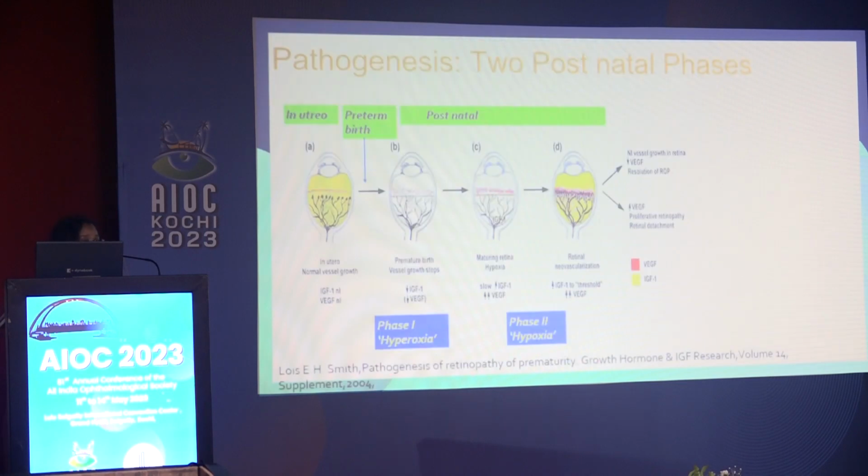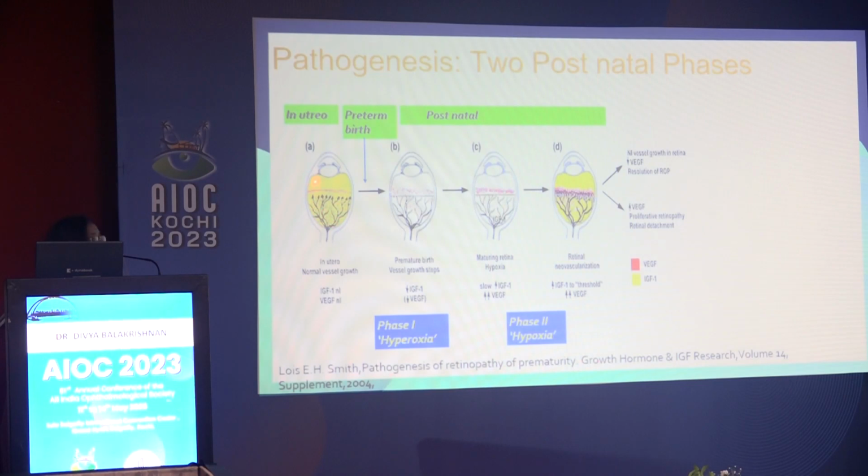So what happens in utero? The retina matures first, ahead of the vasculature. This requires a lot of oxygen. There is an increase in oxygen demand, so there is an increase in the VEGF there. This VEGF actually drives the vessels to grow from posterior to anterior.